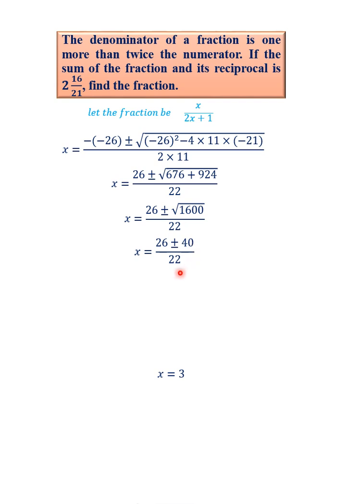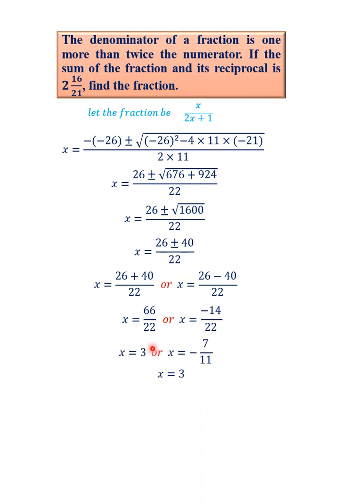40 all over 22. And then we have that either x is 26 plus 40 over 22, taking a positive sign, or x equals 26 minus 40 over 22, where we take the negative sign, because a quadratic equation has two values. The positive is the positive side of it, the negative is the second value of it. 26 plus 40 is definitely 66 over 22, or x will be 26 minus 40, which is negative 14 over 22. 66 over 22 is 3, or x equals minus 14 over 22 will give you minus 7 over 11.